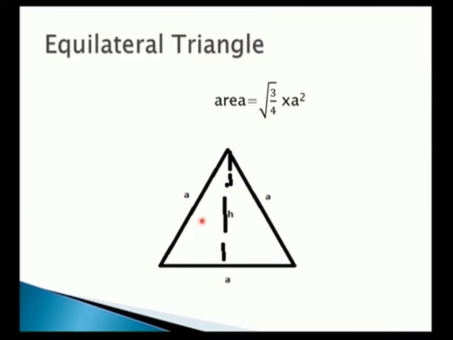So, three sides and three angles, all the sides are equal here, so it is called an equilateral triangle. All the angles are equal, so it is called an equilateral triangle.